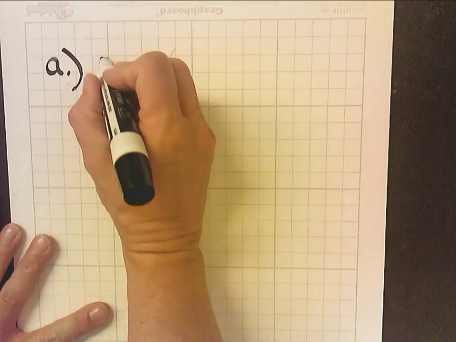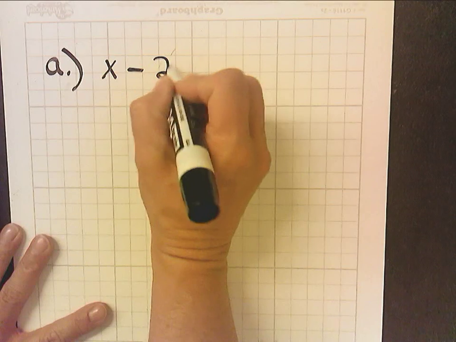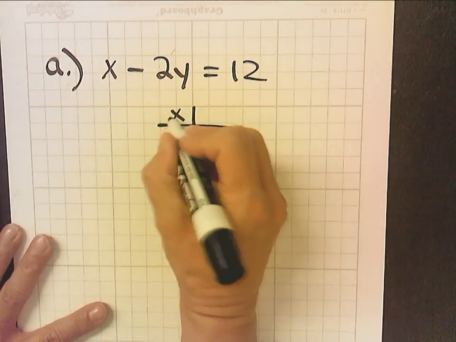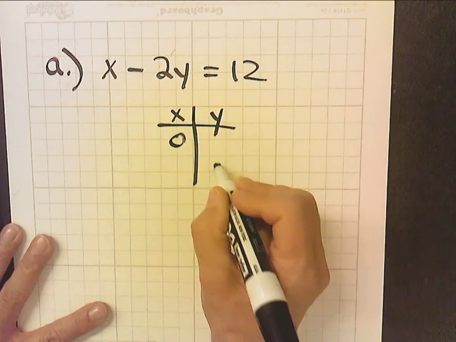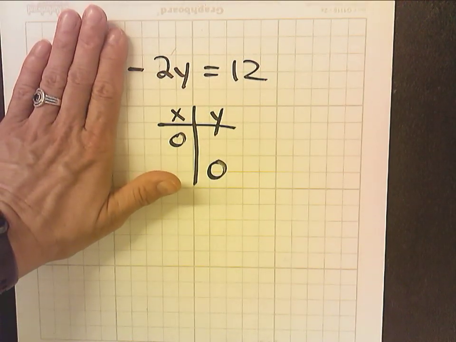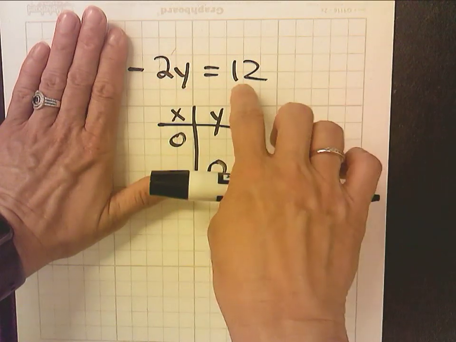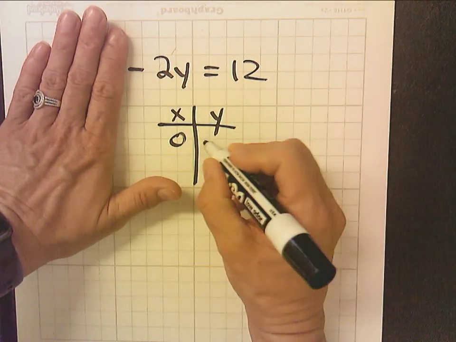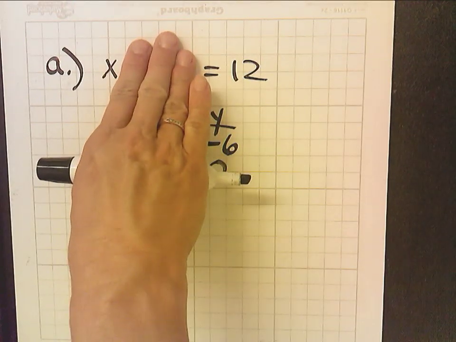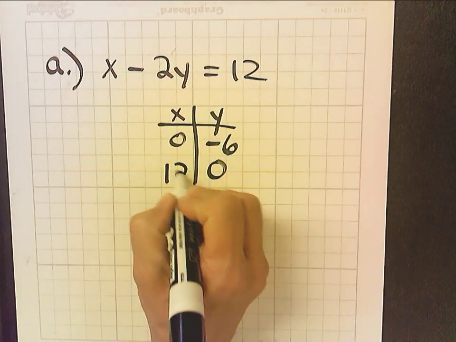So for A, x minus 2y equals 12. I'm going to use the cover-up method. I'm going to let x equal 0, then y equal 0. When x equals 0, I have negative 2y equals 12. y equals 12 over negative 2, which is negative 6. Okay, then I'm going to let y equal 0, so x equals 12.